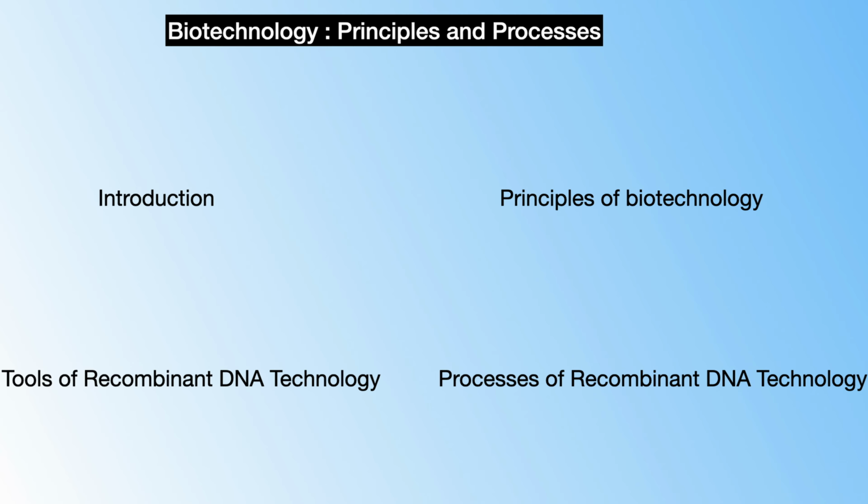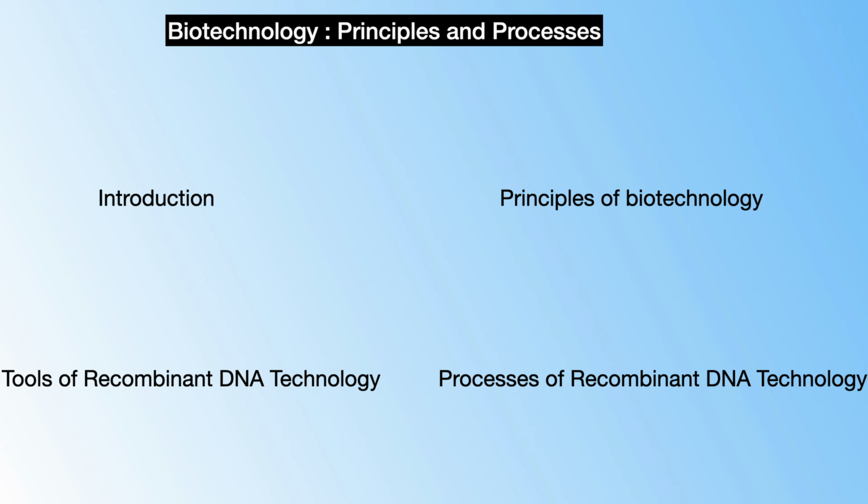But here is the catch again. Transformation is not 100% efficient. In a tube of a million bacteria, maybe only a few hundred will actually take up the recombinant DNA. The rest stay exactly as they were. This leads us to a big question: how do we find the transformed cells in a crowd of millions?